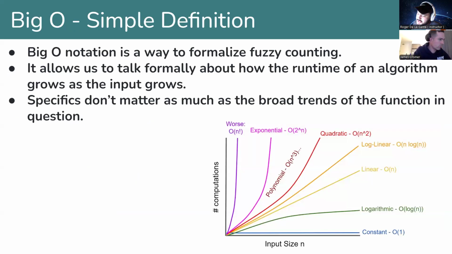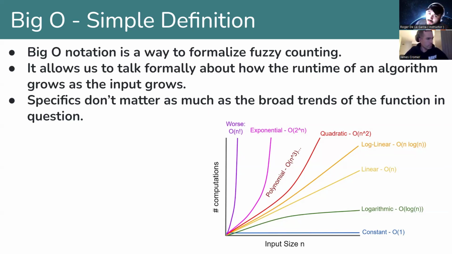Big O, simple definition. Big O notation is a way to formalize fuzzy counting, right? It allows us to talk formally about how the runtime of an algorithm grows as the input grows. Specifics don't matter as much as the broad trend of the function in question. By the way, Anki, probably a good time for you guys to be writing some notes.